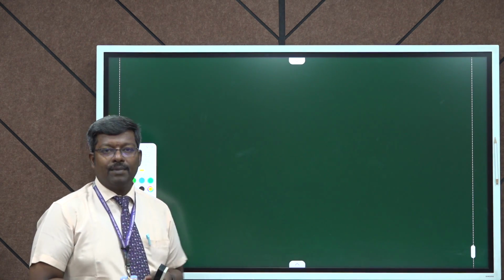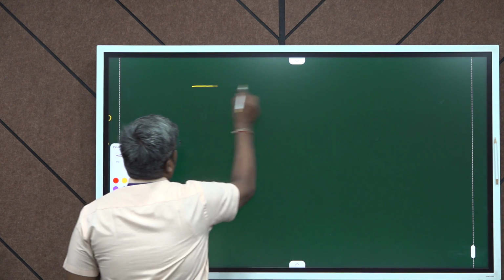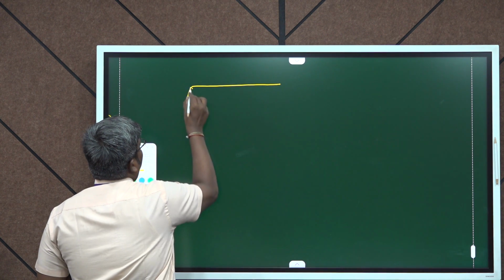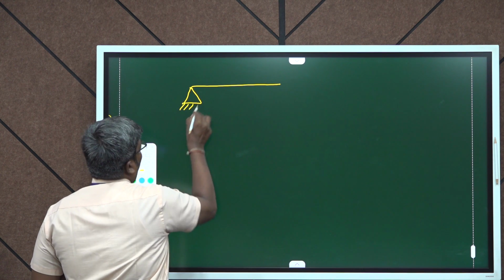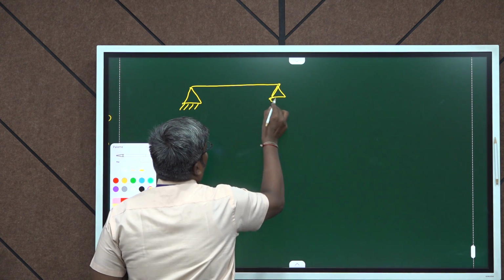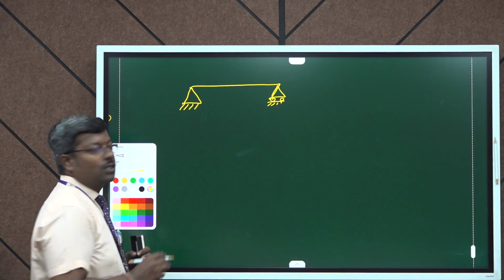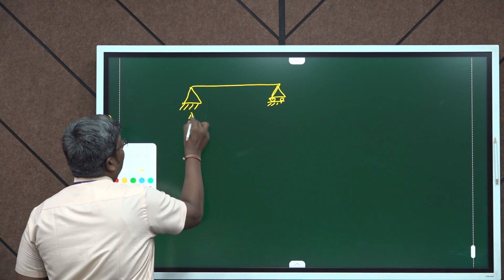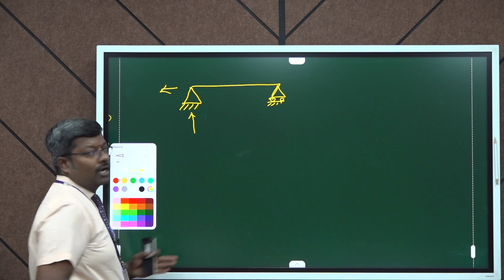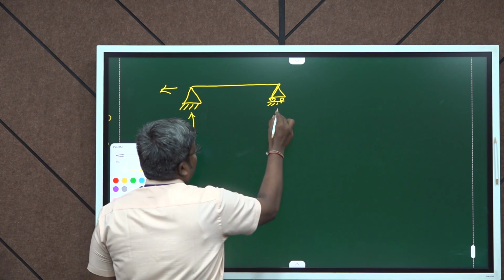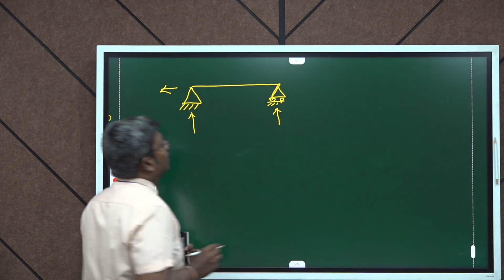Let us take an example of a simply supported beam. A simply supported beam has a hinged support at one end and a roller support at the other end. As we know, a hinged support has two reactions, one vertical and another horizontal, and a roller support has only one reaction, that is vertical.